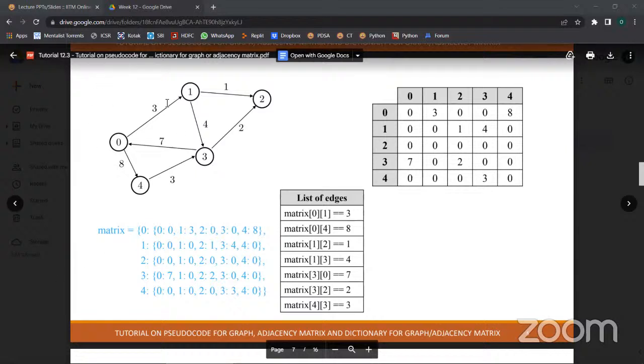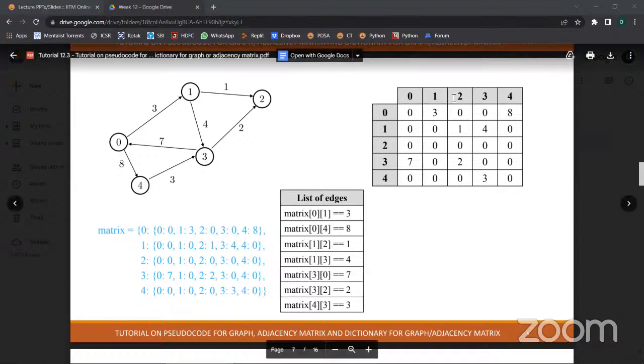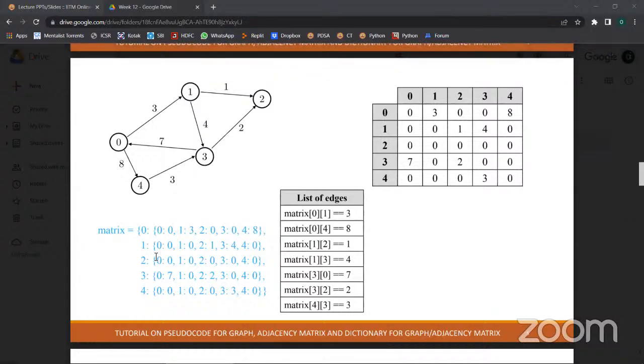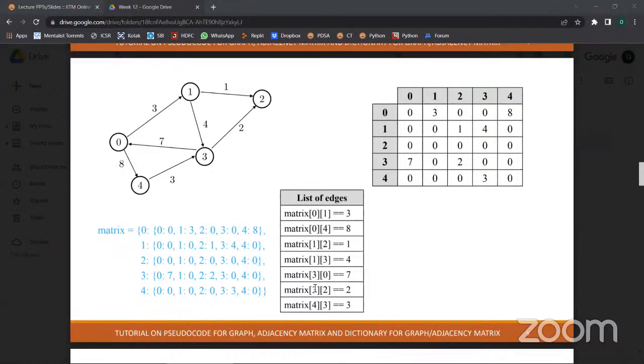This is a pictorial representation. This is a matrix representation, or a more accurate term is adjacency matrix. Again, this term will come at a later point of time if it hasn't come before. This is the pseudocode version of it, a dictionary of dictionaries. It's a nested dictionary, but still it's a graph. And this is a list of edges. So this is another way, mentioning only the edges. So 0 1 is 3, 0 4 is 8, and so on.